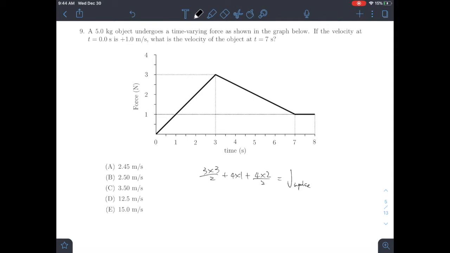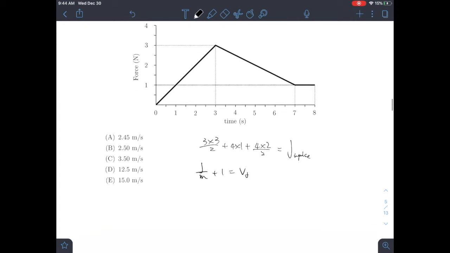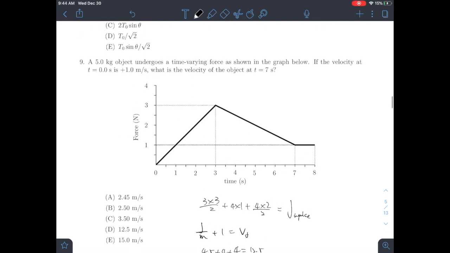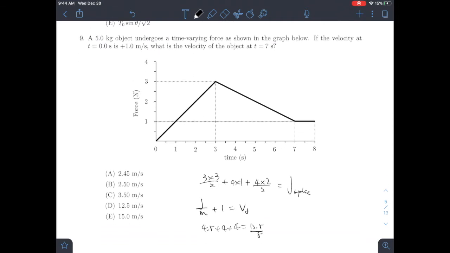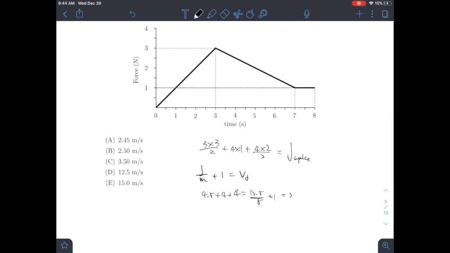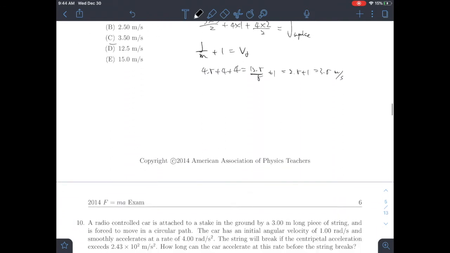Okay. And then we calculate impulse divided by mass plus 1. 1 is the initial velocity, and this will be the final velocity. So 4.5 plus 4 plus 4 is equal to 12.5, divided by the mass, which is 5 kilograms. So divided by 5 plus 1 is equal to 2.5 plus 1, which is equal to 3.5 meters per second. So the answer is C.